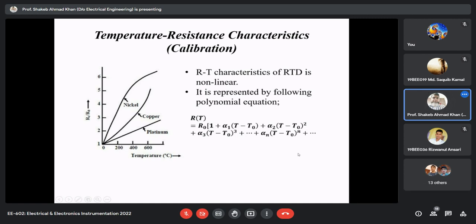But please listen very carefully. We always want, this is the most desirable requirement, that the relationship between the response and the stimulus should be linear.